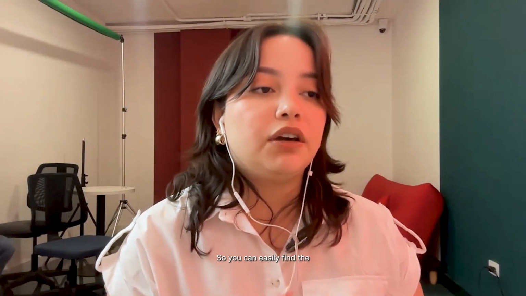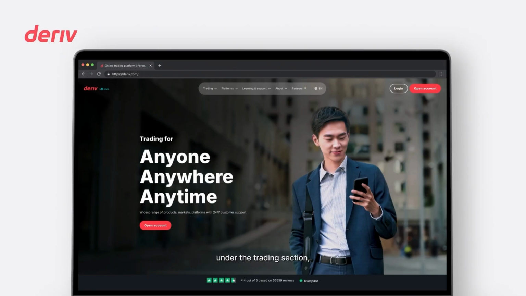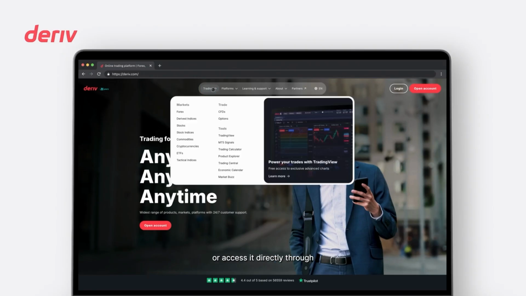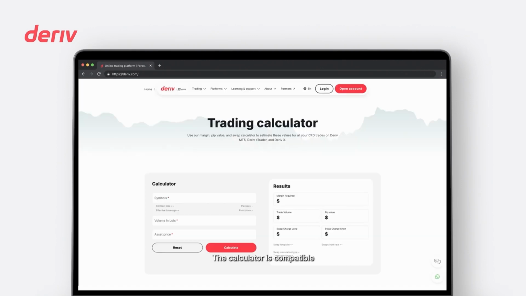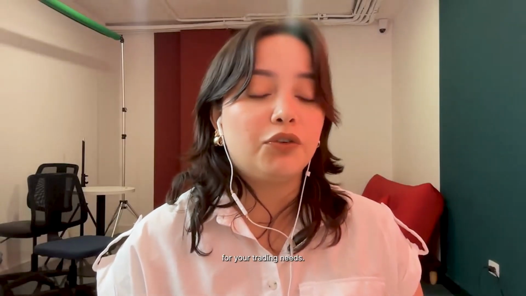You can easily find the trading calculator on our website under the trading section, or access it directly through deriv.com/trading/calculator. The calculator is compatible with multiple platforms, including Deriv MT5, cTrader, and Deriv X, making it versatile for your trading needs.